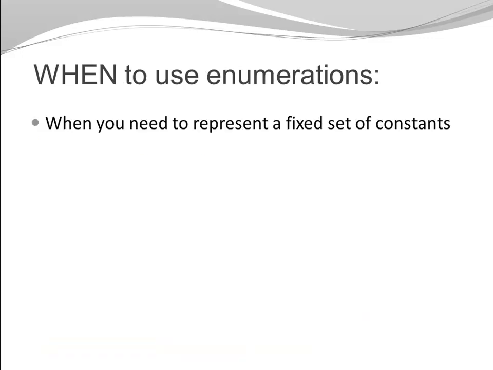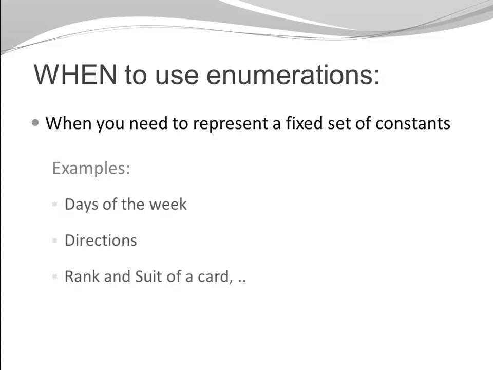Which takes us to the next question: when should we use enumerations? A different way to say enums or enum types. We use them when we need to represent a fixed set of constants. I showed you a couple examples already, but here are some more. For example, the days of the week. For example, directions like up, down, left, right. For example, the rank of a card or the suit of a card. All those situations have a predefined limited amount of possible values.